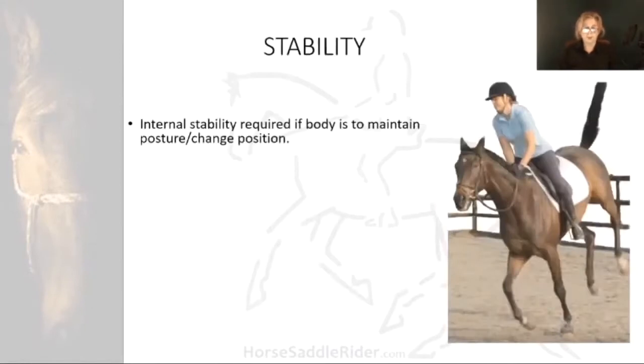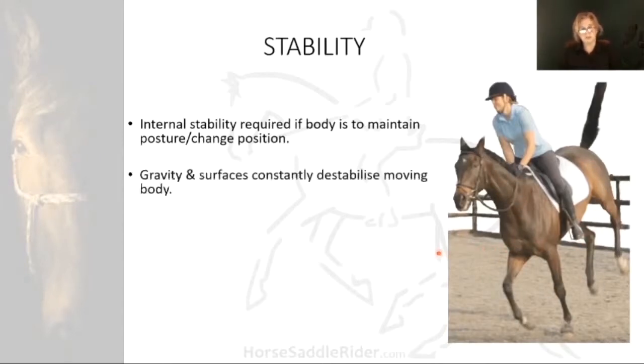Stability. Internal stability is required if the body is to maintain posture or change position. And you can see how much limb placement plays a part in that. As you can see, this is very unstable. Gravity and surfaces constantly destabilize the moving body. So much easier to work in a neat sand arena that's not deep than it is to work across natural turf terrain. And these will impact on the training of precision movement.